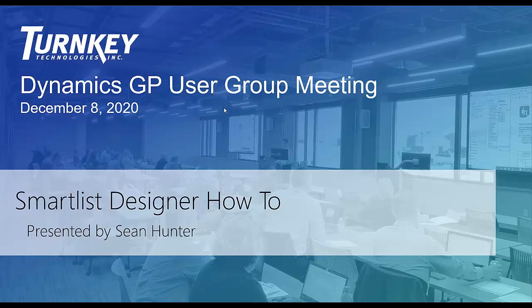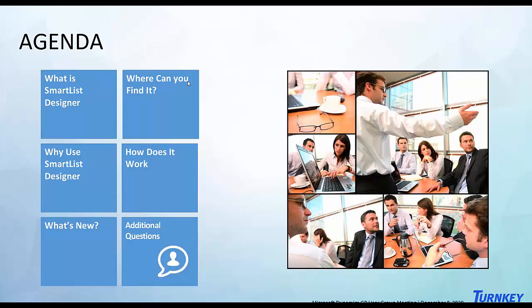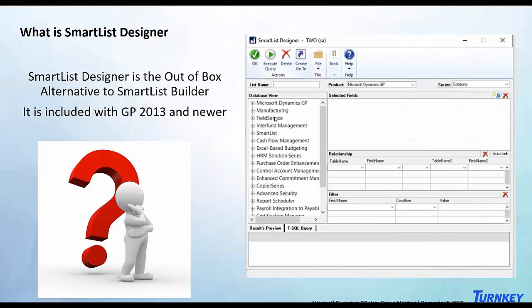So Smartlist Designer how-to. So what is Smartlist Designer? Where can you find it? Why would you use it? How does it work? What's new? And any additional questions. So I've done presentations like this in the past. Hopefully I've added a few different new things into this one versus what we've covered in the past. So updated the screenshots and all that fun stuff.